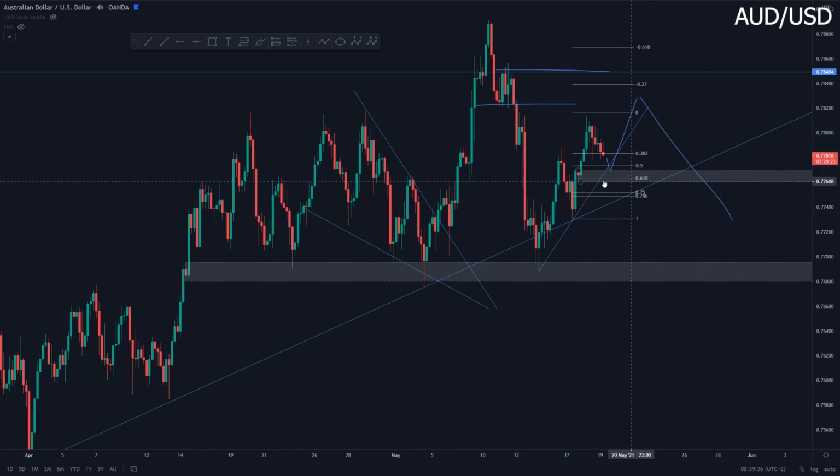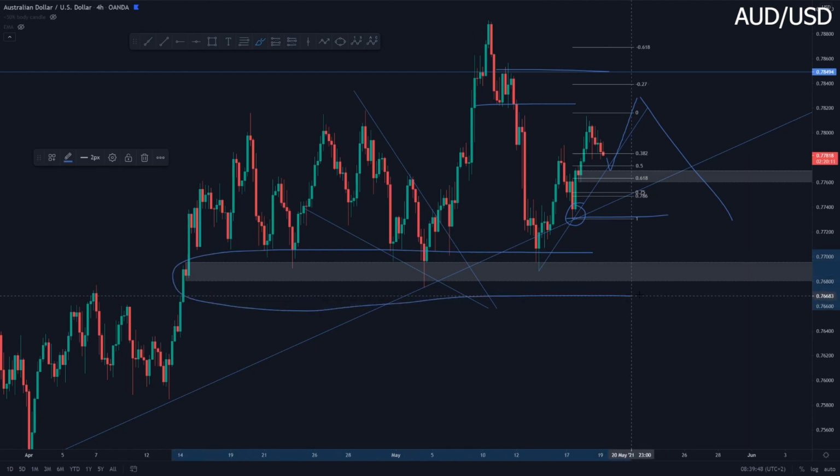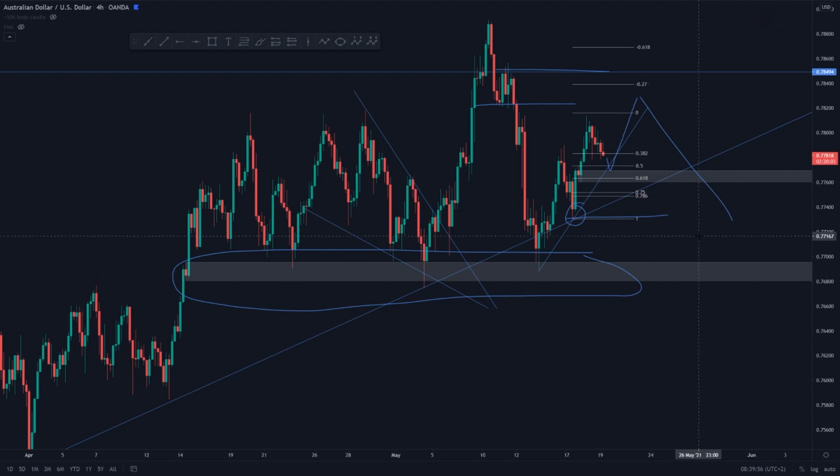So I'm not interested in any shorts at the moment, only until we break this low and then retest that structure. And of course, the major structure that needs to be broken for some real long-term shorts is this major area over here at around 0.76850. So yep, that's Aussie dollar for you. Let's head over to Euro dollar.